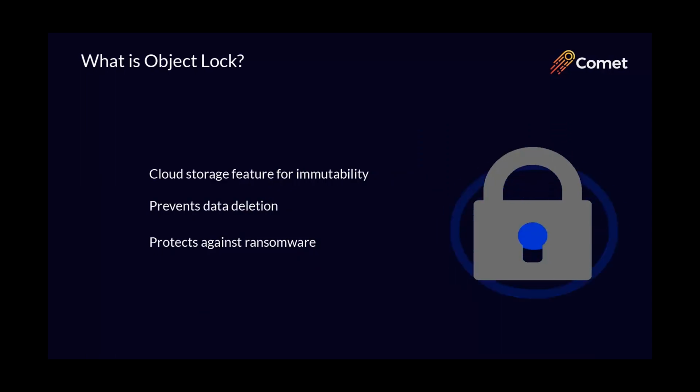Object lock is a cloud storage feature that makes data immutable, which means that data can't be deleted or changed. This is a great way to protect your data against ransomware. If your storage is under a ransomware attack, your data can't be deleted as long as object lock is activated. And you will be able to restore your data while object lock is active, so it prevents data from being deleted but allows it to be restored and relocated in the event of an attack.